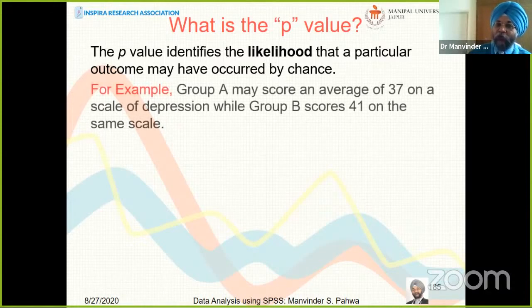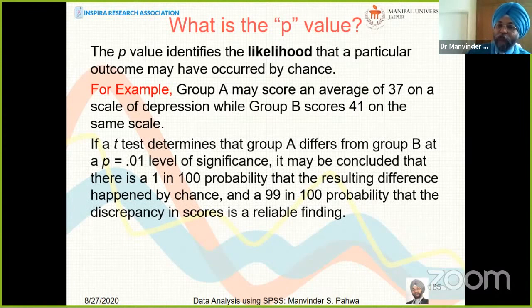For example, group A may score an average of 37 on a scale of dispersion, while group B scores 41 on the same scale, right? So, if the t-test determines that group A differs from group B at P equal to 0.01 level of significance, it may be concluded that there is only 1 in 100 probability that the result is different just because of chance, and we are 99% confident that there is no discrepancy and the findings are reliable. So this is how we define the significance and the confidence.